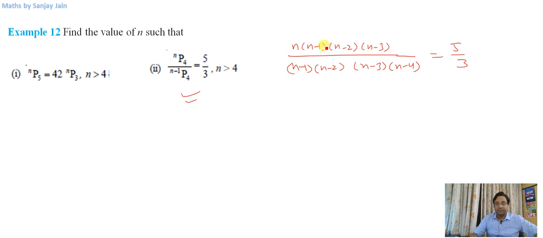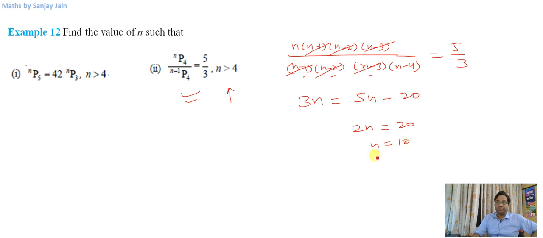Okay. So if you see n minus 1, n minus 2, n minus 3, these can be cancelled, because n cannot be equal to 1, 2, or 3. Otherwise, I cannot cancel these, right? And n cannot be equal to 1, 2, 3 for this to be defined. And it is given already that n is greater than 4, so we don't have to worry about that. Now I can cross multiply and write 3n equal to 5n minus 20, and this will be 2n equal to 20 and n will be equal to 10.